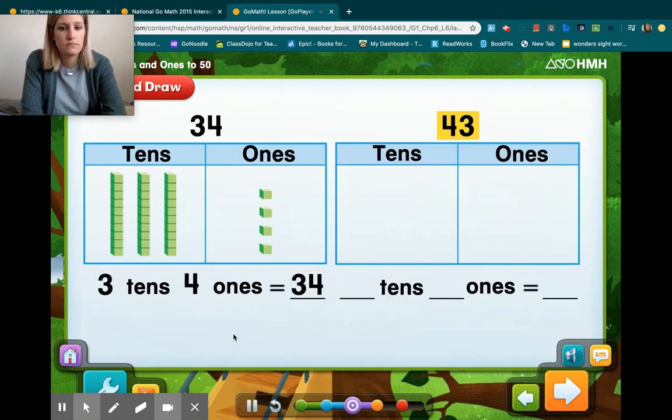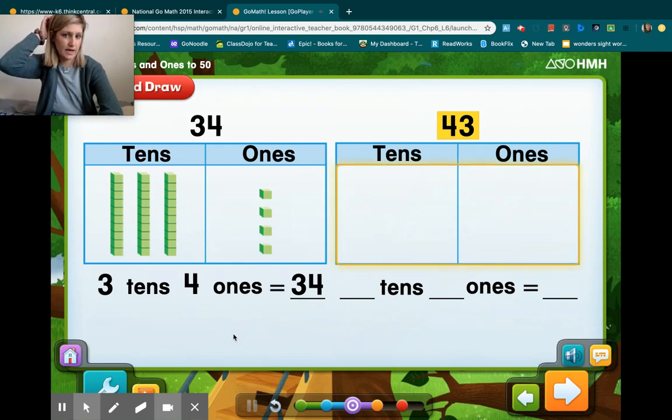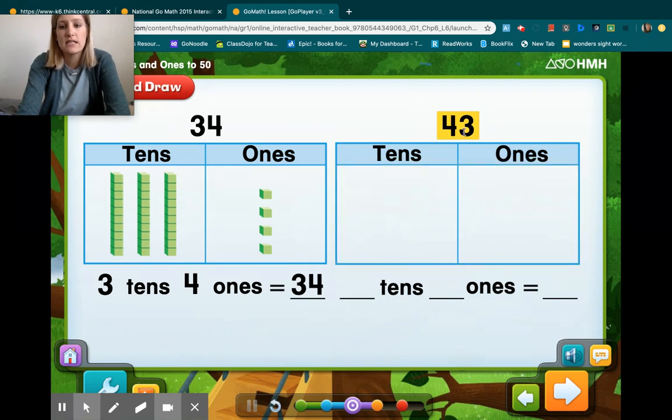Let's try another number. How many 10s and how many 1s are there in 43? Click to see a model for 43. Okay, so we're thinking ahead. Remember her trick. The first number is going to show us how many 10s. The second number is going to show us how many 1s. So there's going to be 4 groups of 10 and 3 1s.